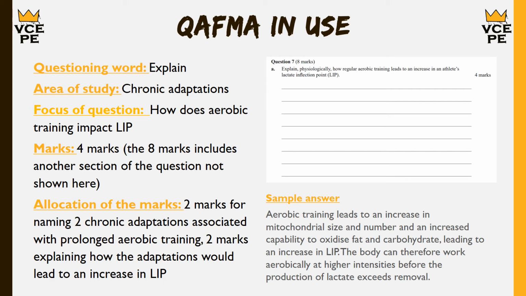And we've just got a quick sample answer here. So aerobic training leads to an increase in mitochondrial size and number, and an increased capability to oxidize fat and carbohydrate, leading to an increase in LIP. The body can therefore work aerobically at a higher intensity before production of lactate exceeds the removal abilities of the body. So that was a sample answer from the examiner's report. I would probably still want my students to add a little bit more to that, but we're going to talk about improving our written answers next.